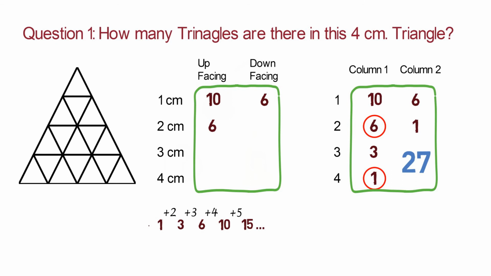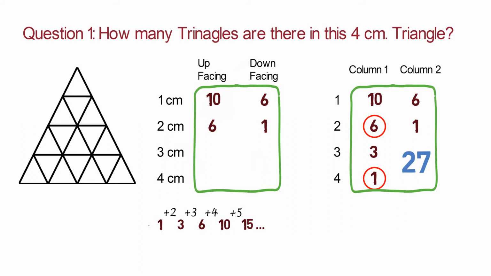What about downward facing 2 centimeter triangles? Yes, you only have one such triangle. Hey, I know you are comparing both these green boxes and saying that we are on the right track. But just hold on for a few more seconds, friends. Let's first finish this up and then we will compare.